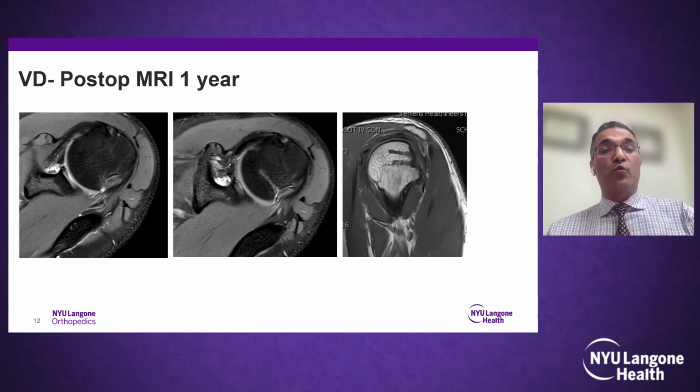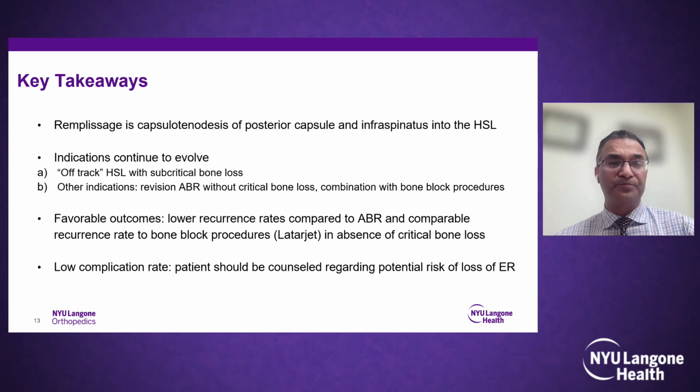So this is that patient 1 year out. He was doing well. He had an MRI, just a nervous guy. And you can see the anchors placed through the depth of the Hill-Sachs lesion and a healed capsulotenodesis in this patient. Again, takeaways, remplissage is a capsulotenodesis of posterior capsule and infraspinatus into the Hill-Sachs lesion.